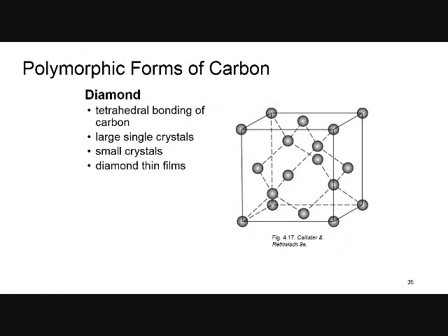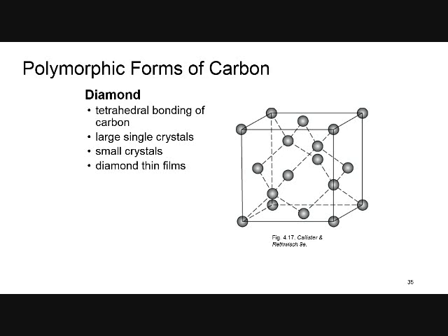Now we move to different forms of carbon. The first one is diamond. Diamond has a tetrahedral bonding. Of course, the bonds are between carbons. Diamond is the hardest material known, and it has very high thermal conductivity.